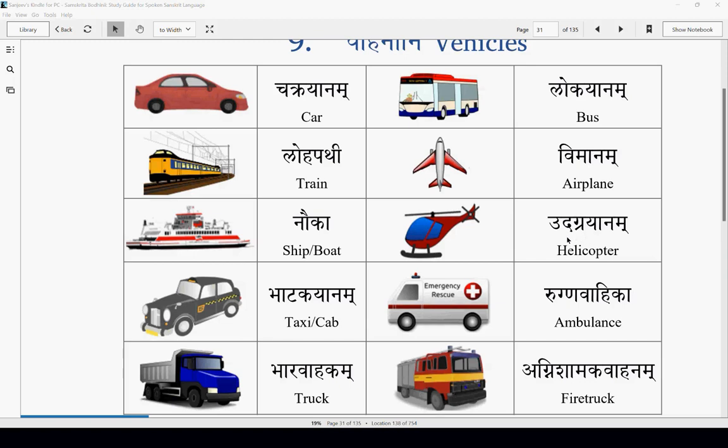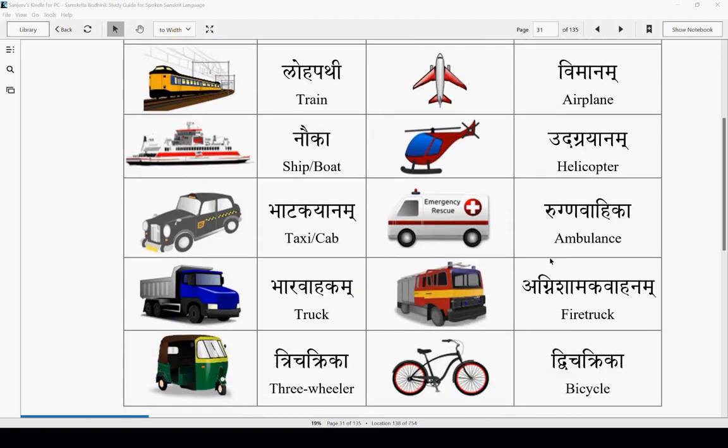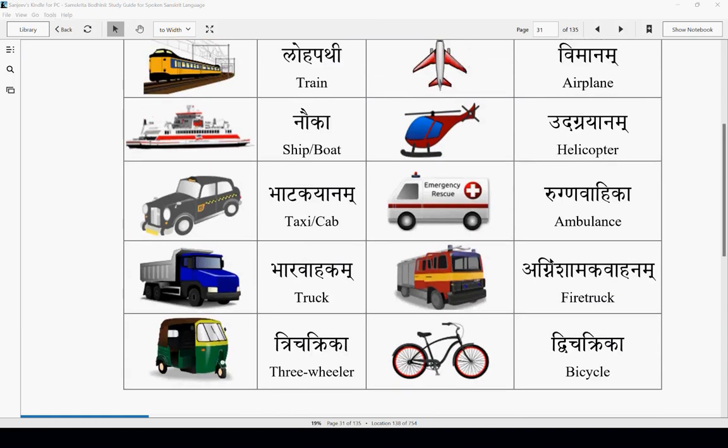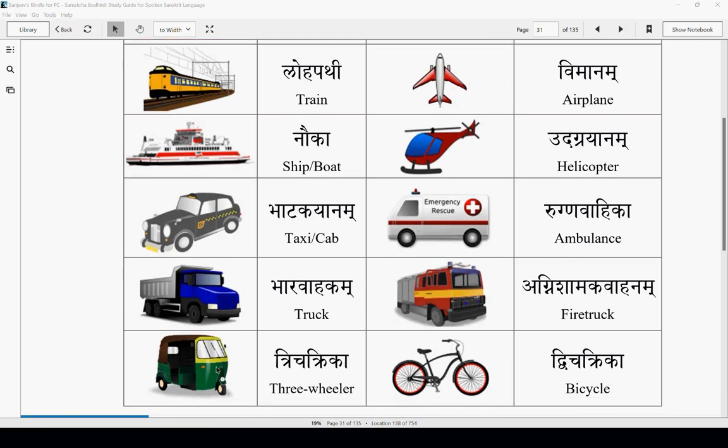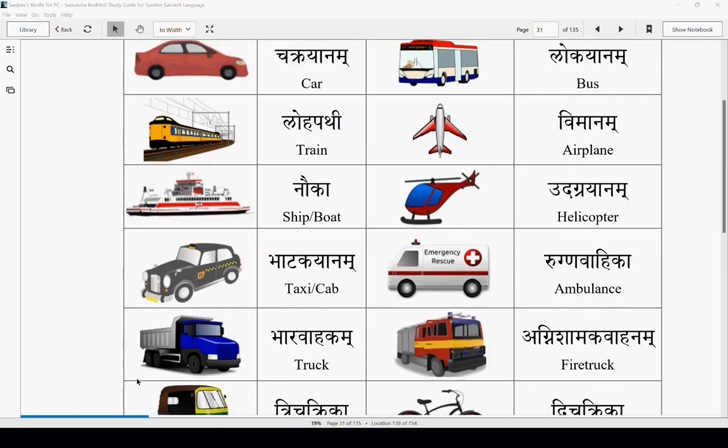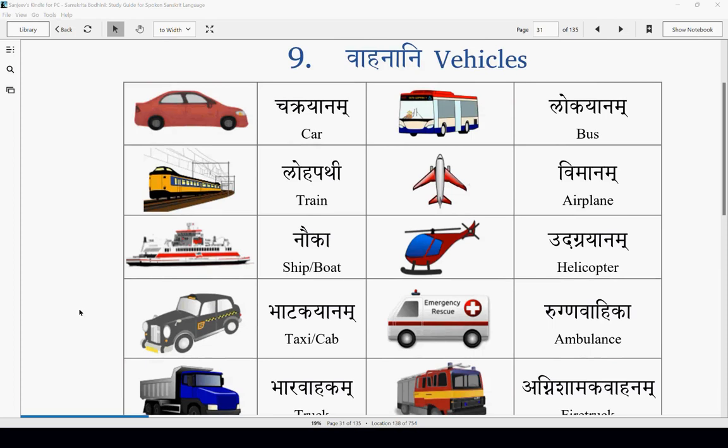Vihangam. Vimanam, Udagrayanam, Ut Agra. So this is made up of two words. Ut means up, Agra means forward. So Ut Agrayanam, Udagrayanam. Rugna Vahika, Agnishamakavahanam, Trichakrika, Dvichakrika. So these are Dvichakrika, two-wheeler, Trichakrika, three-wheeler. It doesn't have to look like this; Trichakrika could be a three-wheeler scooter, also other things.